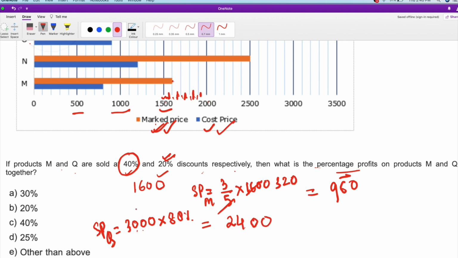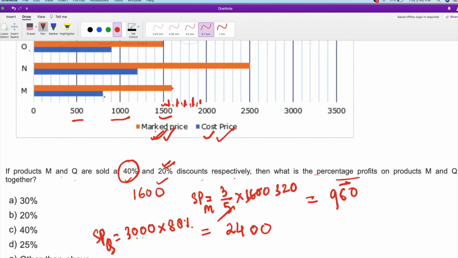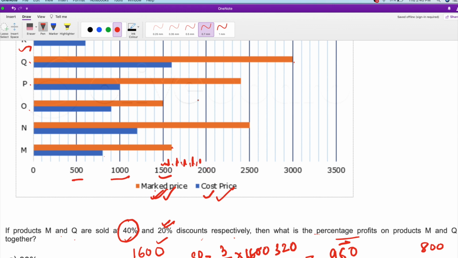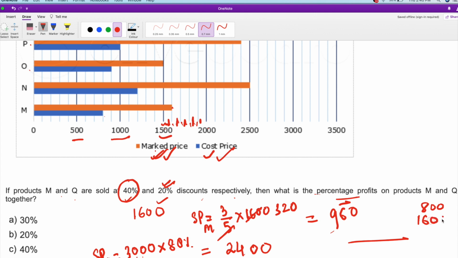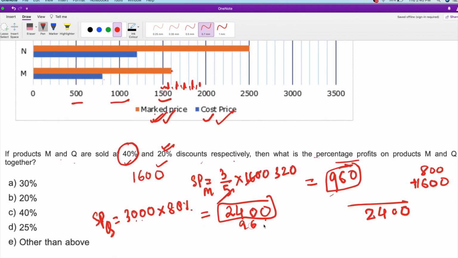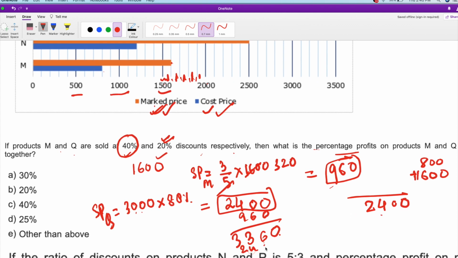Now what is the total cost price? The cost price of M is 800 and the cost price of Q is 1600. 1600 plus 800 is 2400. And the total selling price is 2400 plus 960, which is 3360. So 3360 minus 2400 is your profit.